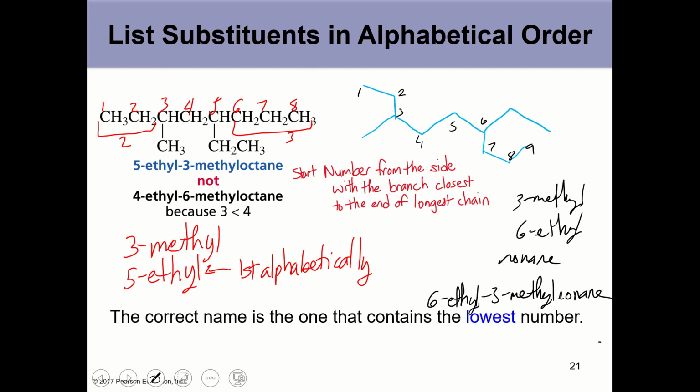Then the example that I have been using is the nonane, where we had a 3-methyl group and a 6-ethyl group. But ethyl comes alphabetically before methyl, so when we write out the name, we use the name 6-ethyl-3-methyl nonane.